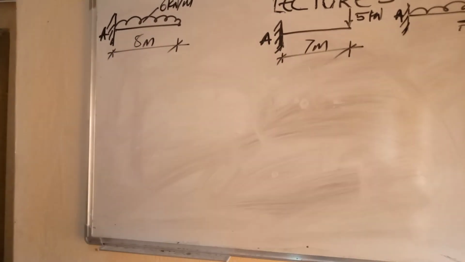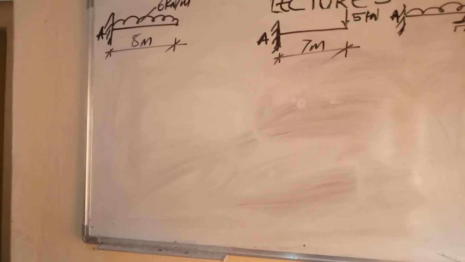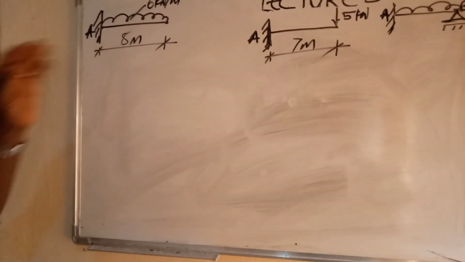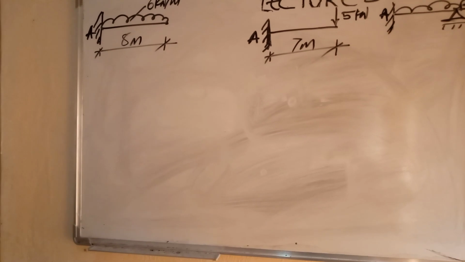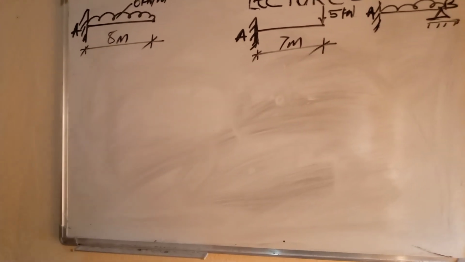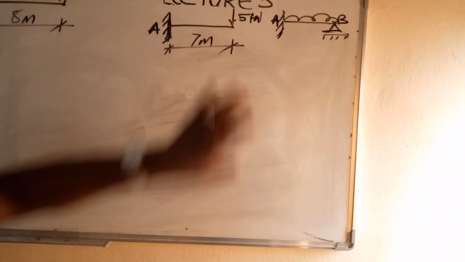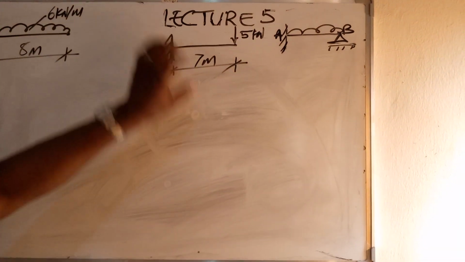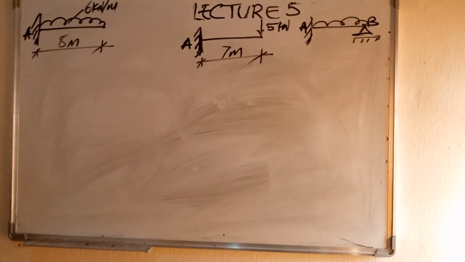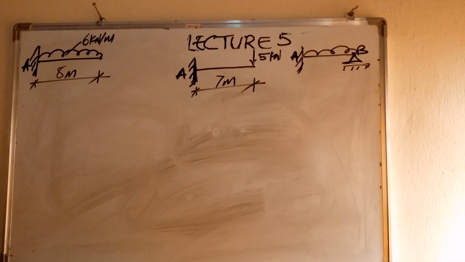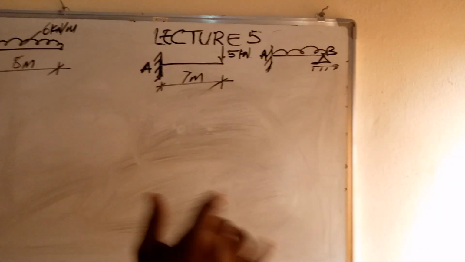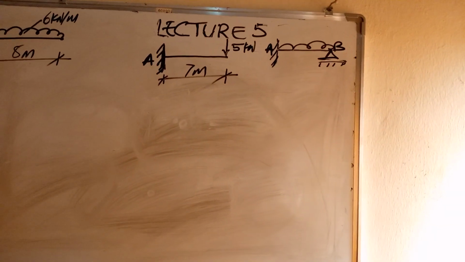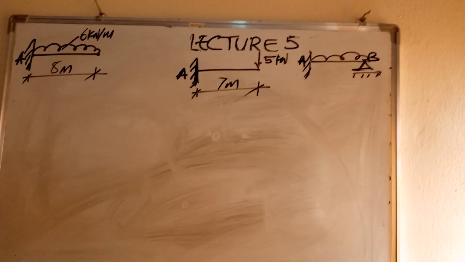Here, the reaction is 6 times 8, which is 48 kilonewton. That's the reaction at A. There's no reaction at B because there's no support at B. In this case, the reaction is 7 times 5, which is 35 kilonewton, the reaction at A. So we don't need to calculate reactions. But if it was the other beam that has two supports, we wouldn't know the reaction at A or B until we calculate.